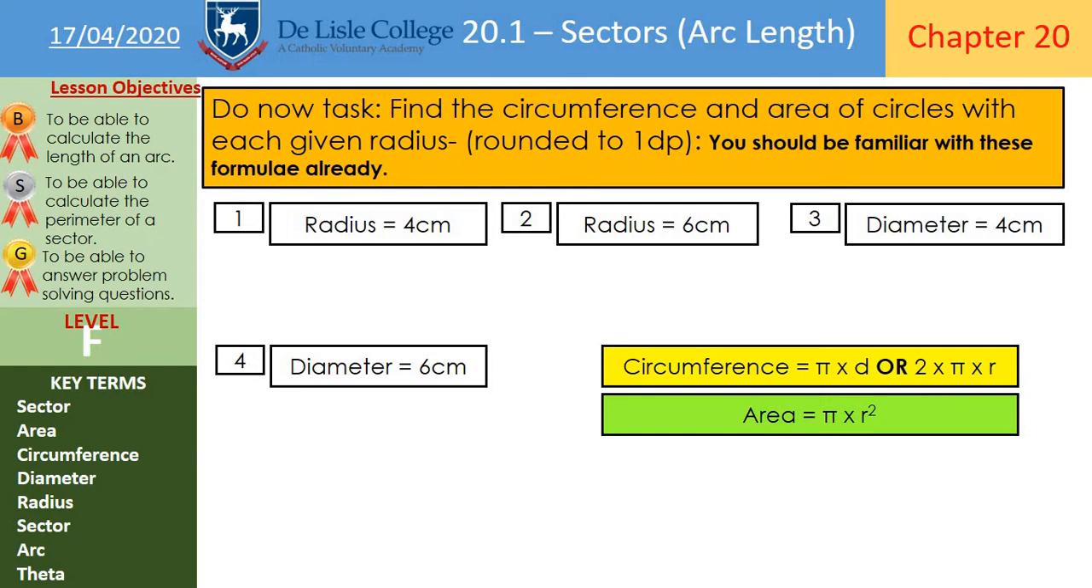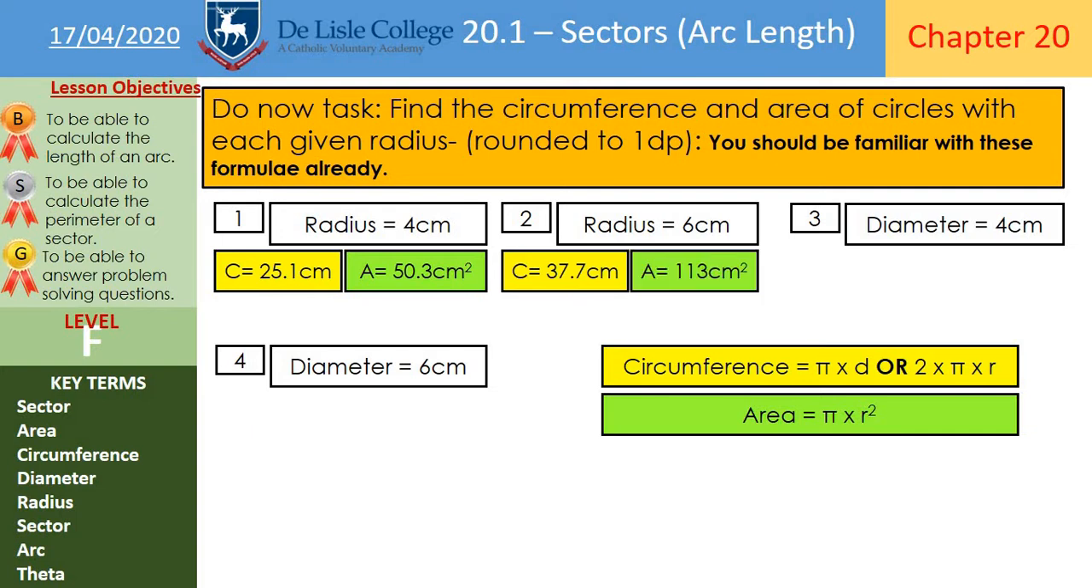Right, very good, well done. We'll just quickly fly through the answers. So for circle 1 with a radius of 4 centimetres, you should have a circumference of 25.1 centimetres and an area of 50.3 centimetres squared. And the squared is important when we're looking at the area. For the second circle with a radius of 6, you should have the following answers.